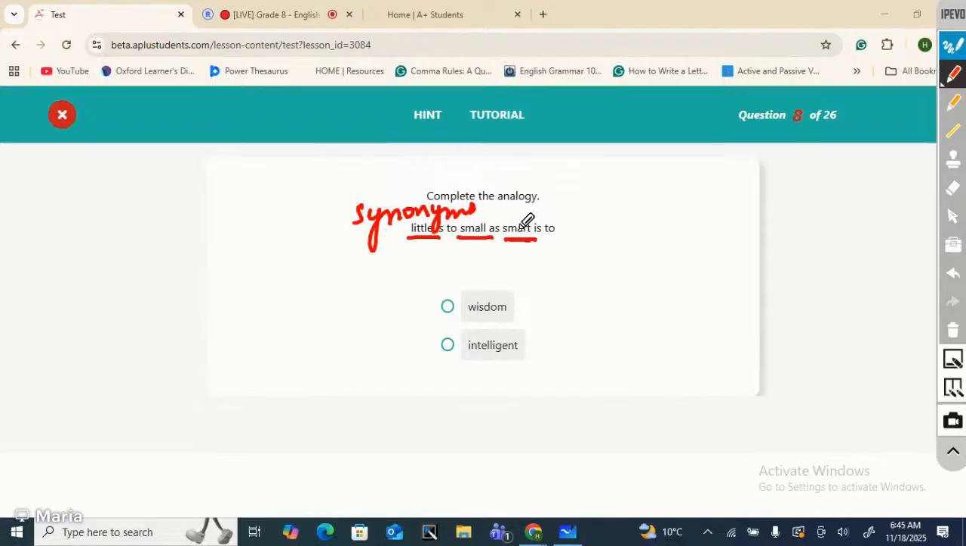Now, what is the synonym of smart? Wisdom or intelligent? Which one? As smart is to intelligent. Now, these two words have the same relationship as this pair. So, select the center.